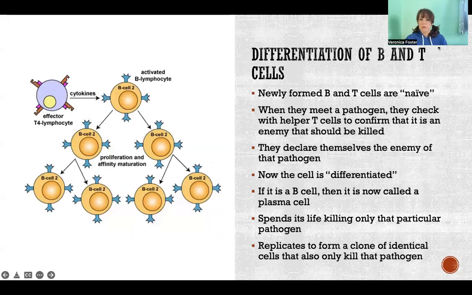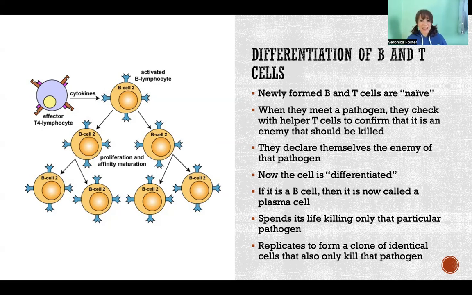So what happens is we have B cells and T cells that are first born from the bone marrow, from our red bone marrow, produces our B and T cells. When those are produced, they're called naive B cells or naive T cells. And that just means that they're kind of a blank slate. They haven't yet met the pathogen that they're going to spend their whole lives destroying.